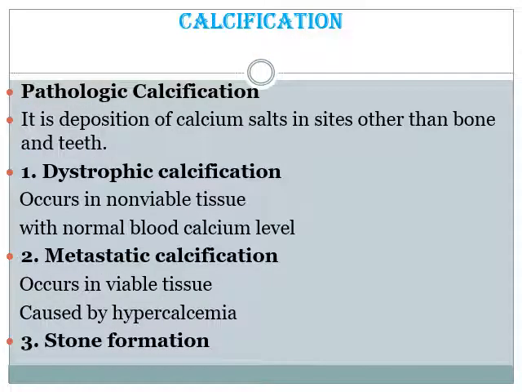Next topic is calcification. Pathological calcification is the deposition of calcium salts in sites other than the bones and teeth. It is of 3 types: dystrophic calcification, metastatic calcification and stone formation. Dystrophic calcification occurs in non-viable tissue with normal blood calcium level, and metastatic calcification occurs in viable tissue and it is caused by hypercalcemia.